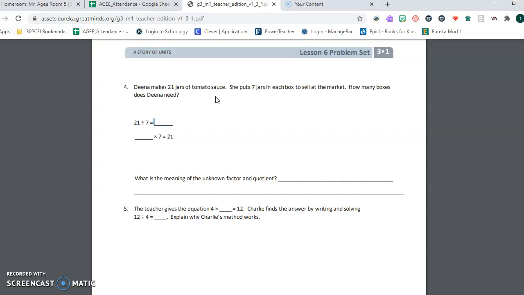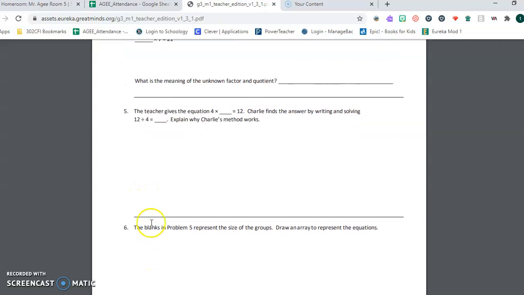Next, the teacher gives the equation 4 times blank equals 12. Charlie finds the answer by writing and solving 12 divided by 4 equals blank. Explain why Charlie's method works. Okay, so Charlie didn't like having this missing part in the middle of the problem, right? He or she wanted to make it so that they could do a division problem and end up with the answer.